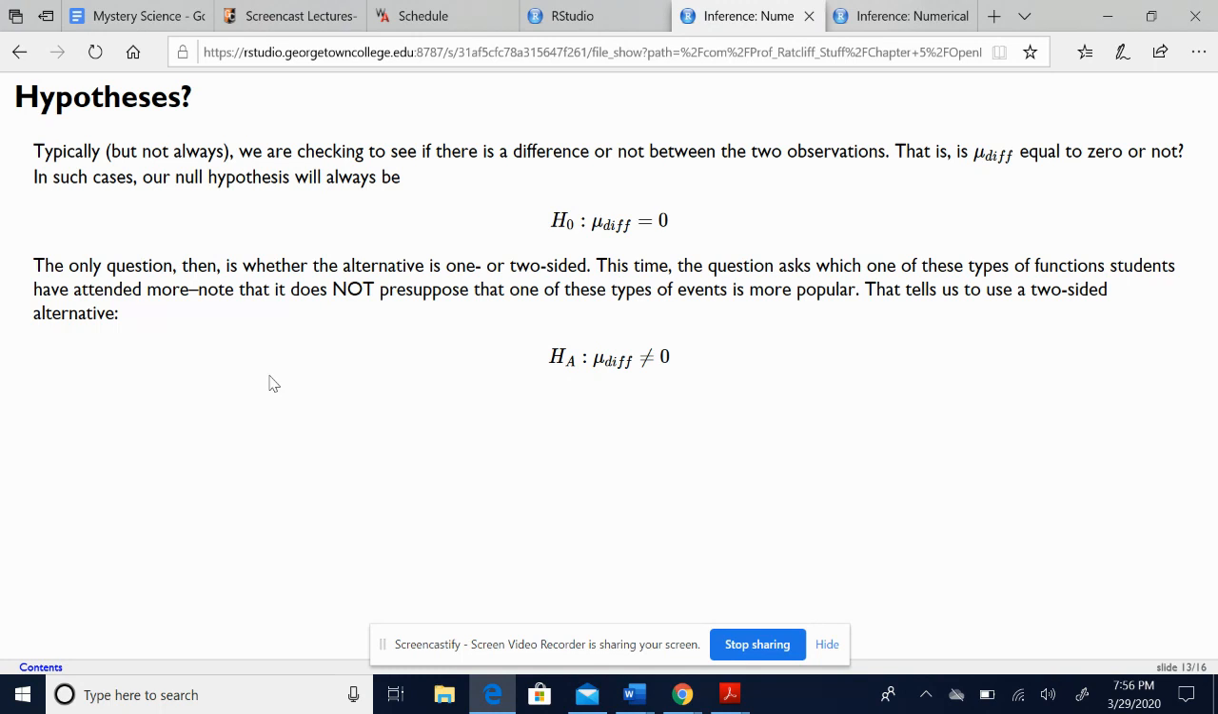The only question you really have to think about then is whether the alternative is one-sided or two-sided. This time the question asks which one of these types of functions students have attended more. Notice that it does not propose one of these events is more popular. The prompt didn't tell us that it thought they saw more movies or more sporting events. It just asked, is one of the two more popular? That led us to think that this should be a two-sided test. Is this difference positive or negative? Would there be more movies or more sporting events? We didn't make a claim about that in our description. Because it doesn't lead us to believe one is greater than the other, we're using the two-sided not equal to alternative here.